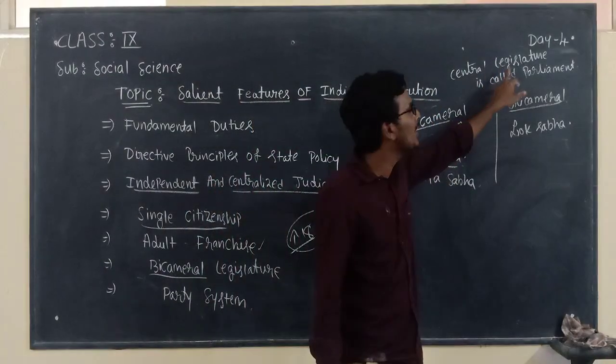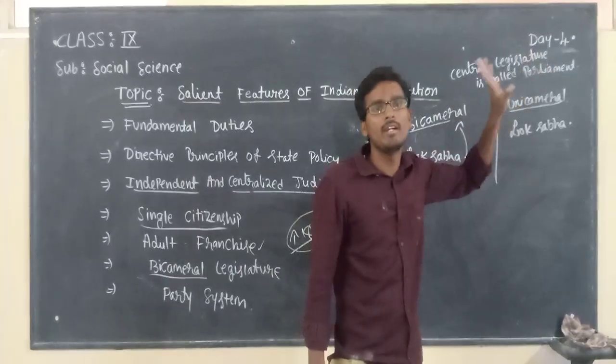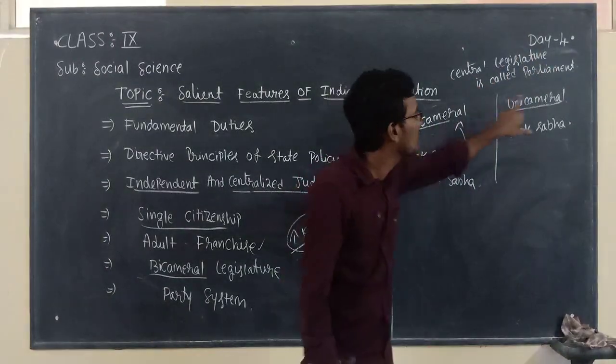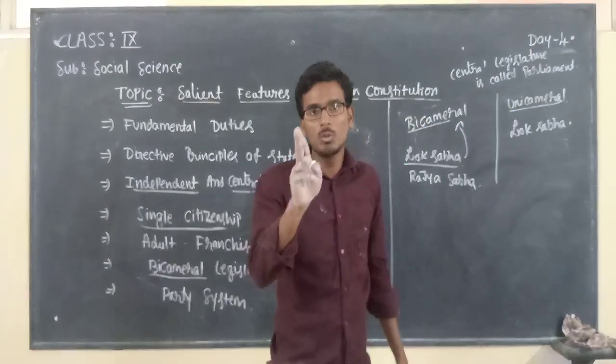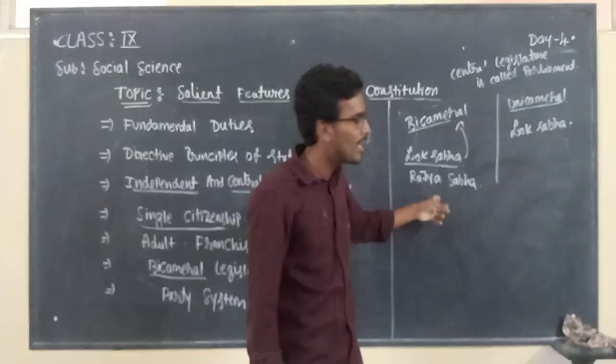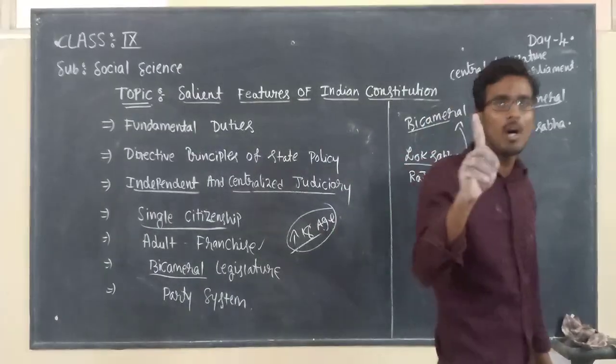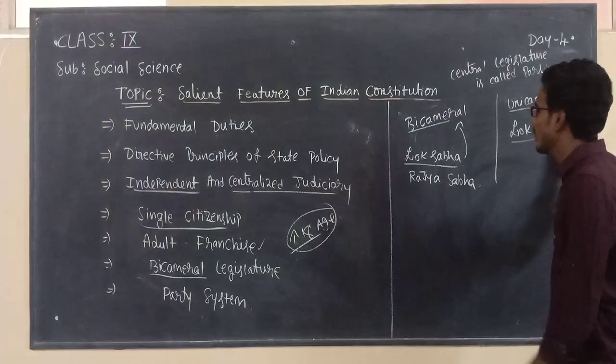So now, the central legislature is called Parliament. Bicameral means two houses, that is Lok Sabha and Rajya Sabha. Unicameral means one house, that is only Lok Sabha.